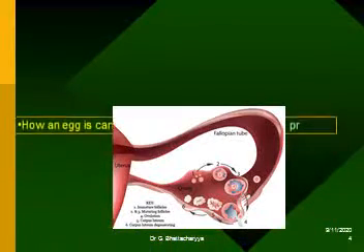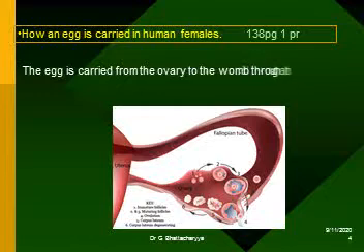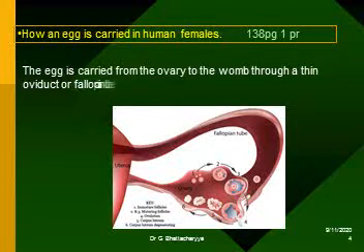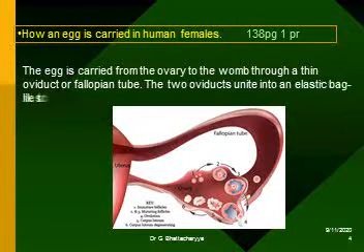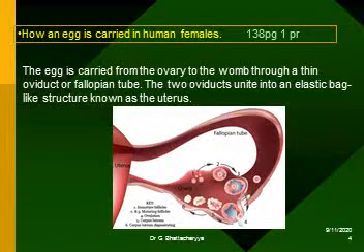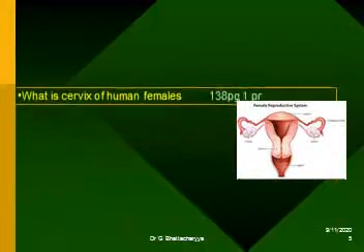How is an egg carried in human females? The egg is carried from the ovary to the womb through a thin oviduct or fallopian tube. The two oviducts unite into an elastic bag-like structure known as the uterus. You can see here the ovaries, and the egg is released, and now it is inside the fallopian tube. Started the journey.